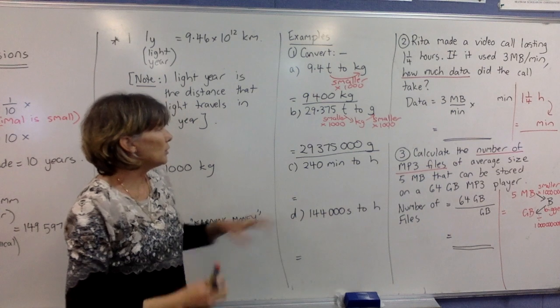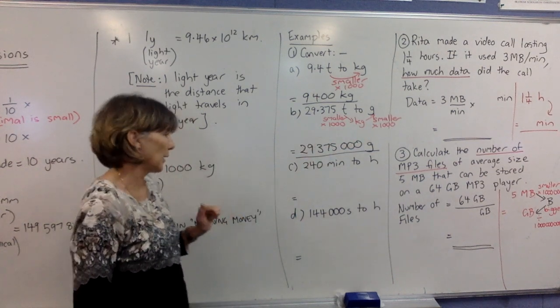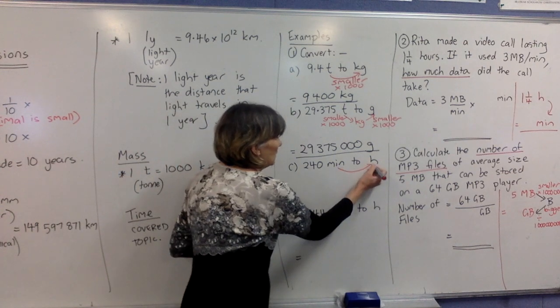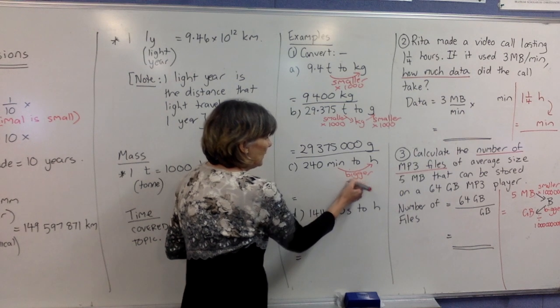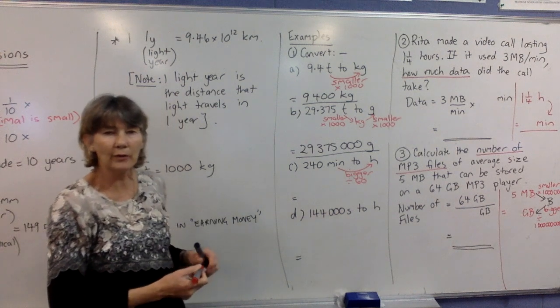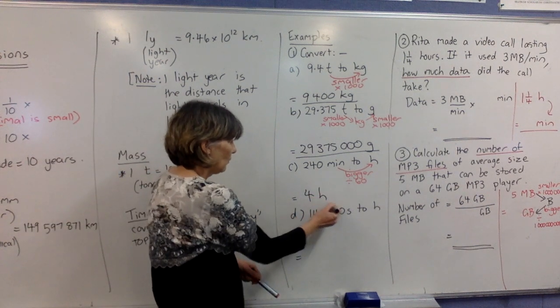Just make sure that you're not doing something like timesing by 2,000. Do everything, otherwise you're going to get a wrong answer. All right, this one, minutes to hours. We're going to a bigger unit, so we're dividing, and there's 60 minutes in an hour. So we're doing 240 divided by 60, and that will give us 4 hours.